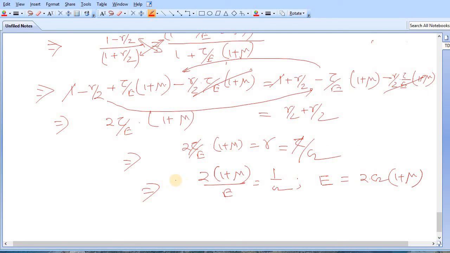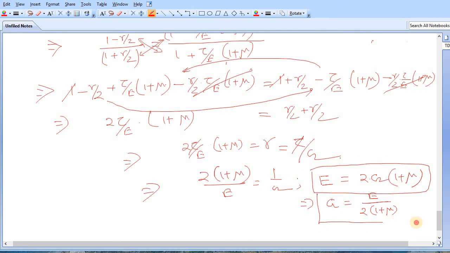So what is the problem? No, there is no problem, and we can write that G is equal to E by 2 into 1 plus mu. So this is right and this is also right. So we have established the relation between E, G and mu.